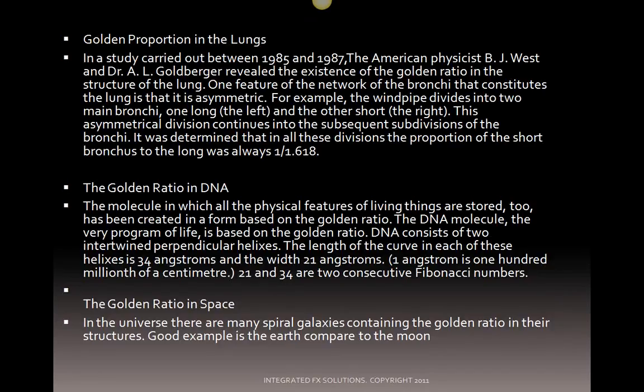21 and 34 are two consecutive Fibonacci numbers in the DNA, and when we divide 34 by 21, we have 1.618. The golden ratio in space. In the universe, there are many spiral galaxies containing the golden ratio in their structures. A good example is the Earth compared to the moon. Now it is said that the Earth is 1.618 times the moon in terms of length.